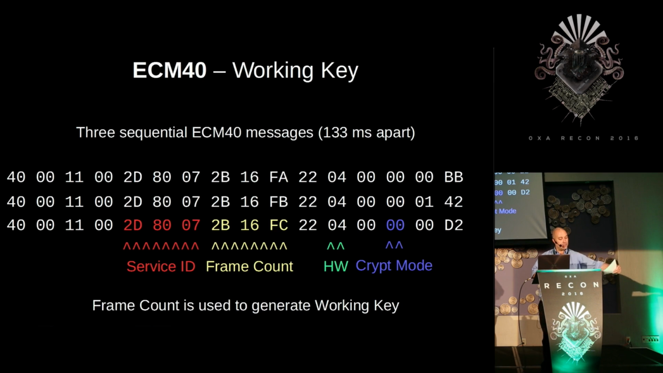The ECM40 message is used to generate the working key, used to descramble the MPEG streams. There's a service ID used to identify each channel, and a frame count that is used with the program key to calculate the working key. The frame count increments with every ECM packet. There's a crypt mode byte that identifies if the channel is operating unencrypted, with a fixed key, or with the normal secure keys. And there's a byte I've labeled hardware that has 1 bit set in it. This selects a special decryption mode that I'm going to come back to a little bit later.